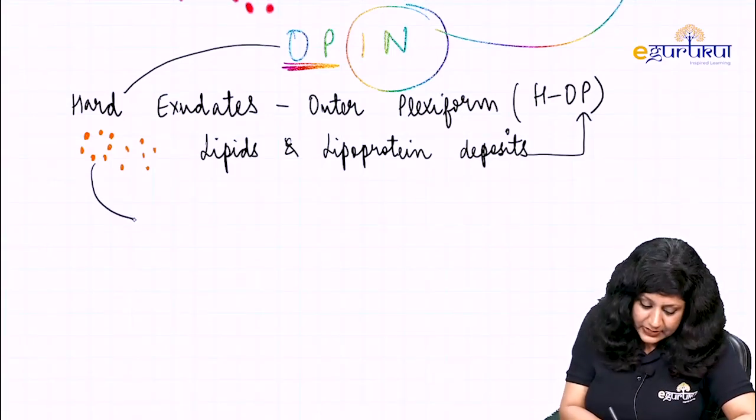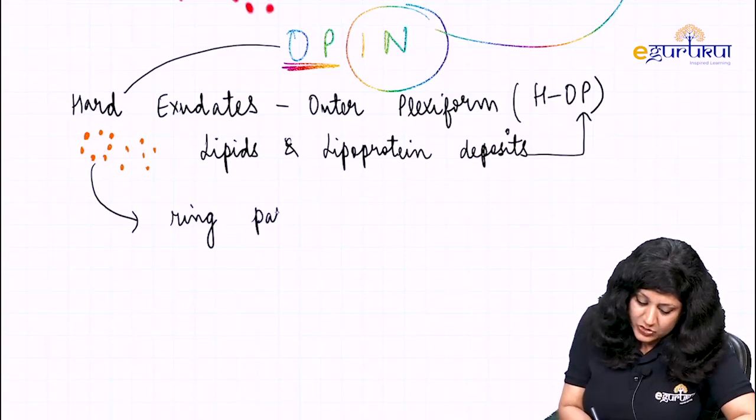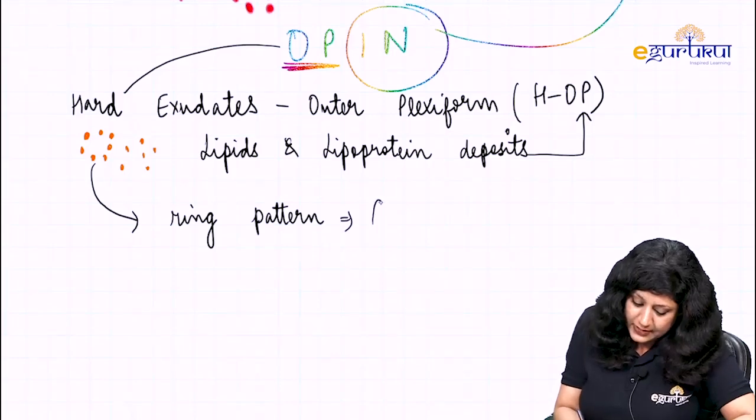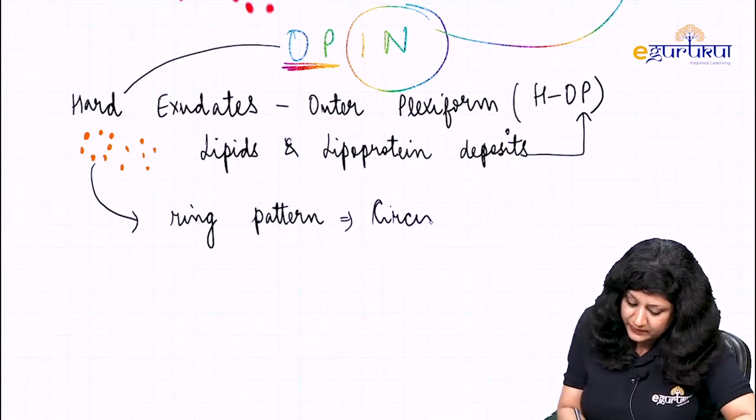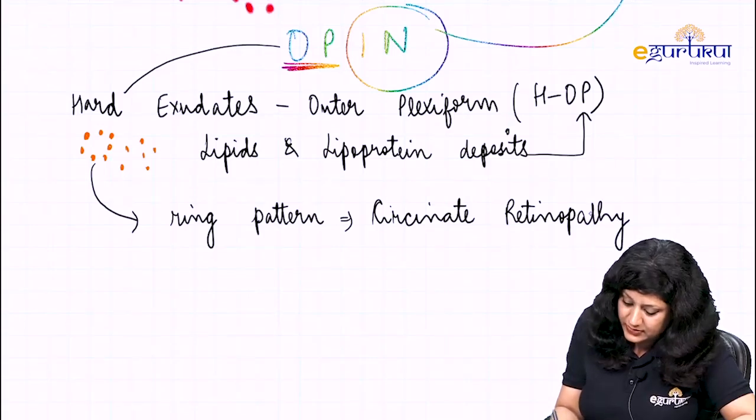And when they are arranged in the ring pattern, then they are also called as circinate retinopathy. This is also called as the circinate retinopathy.